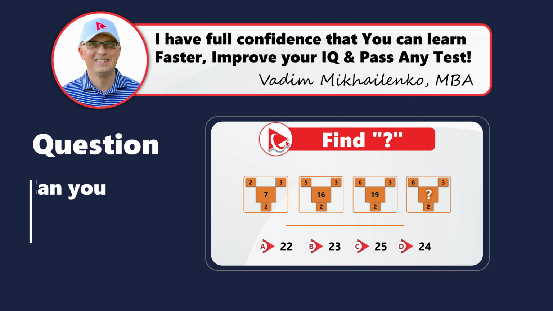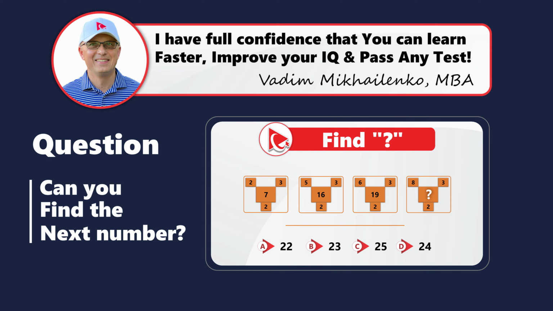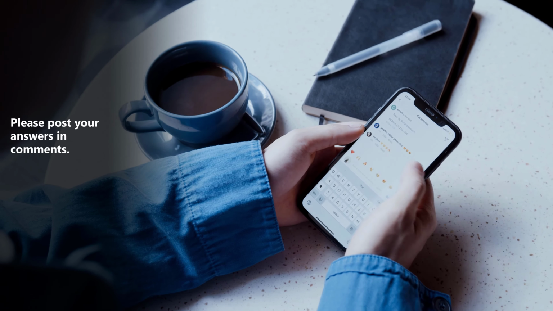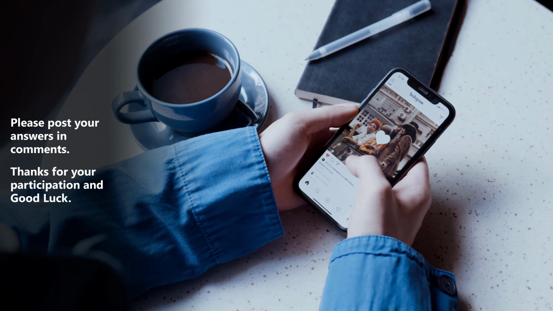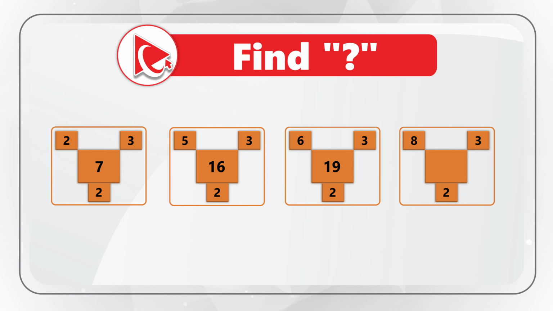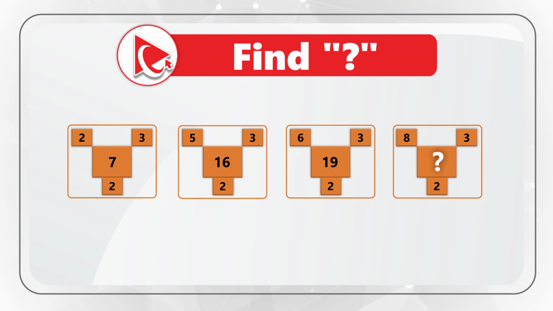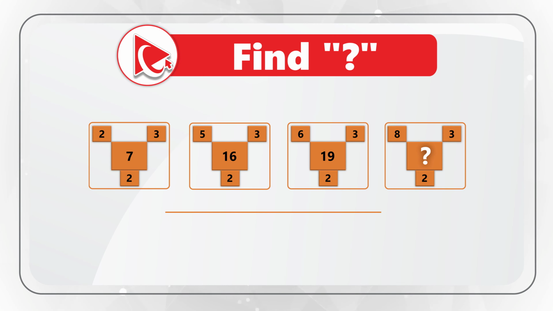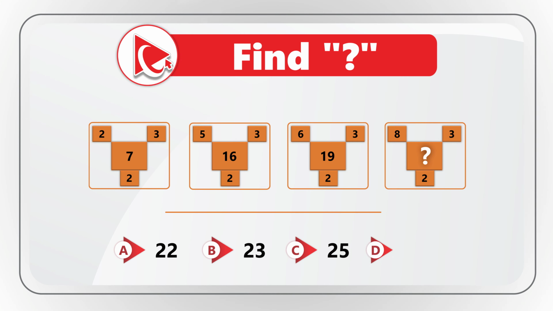And now here's a surprise question for you to try your skills. Instead of giving you the answer, I'm going to ask you to calculate the answer and post your solution in comments. You're presented with 4 shapes. 3 shapes are fully populated with numbers, and the fourth shape has the middle number missing. You need to detect the pattern and calculate the missing number out of 4 different choices. Choice A, 22, choice B, 23, choice C, 25, and then last but not least, choice D, 24.